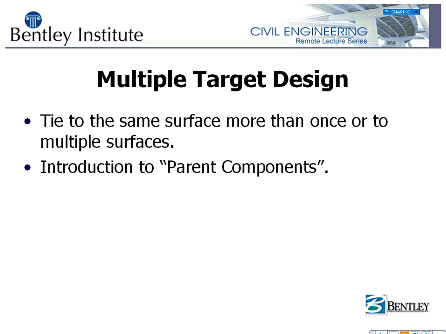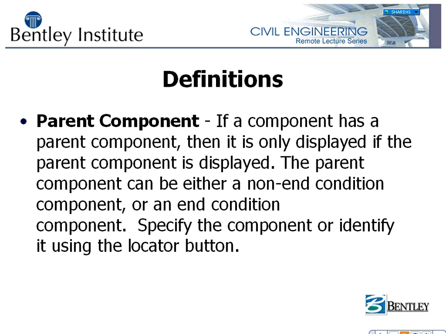Okay, I can see I'm running out of time. Multiple target design is pretty much what I've just done. I need to show you another thing in here called parent components, and let's talk about what parent components are. On that ditch section I just showed you, that may have to be a concrete ditch section, but you only want to see that concrete ditch section if you actually have the ditch. So how can I make that happen?